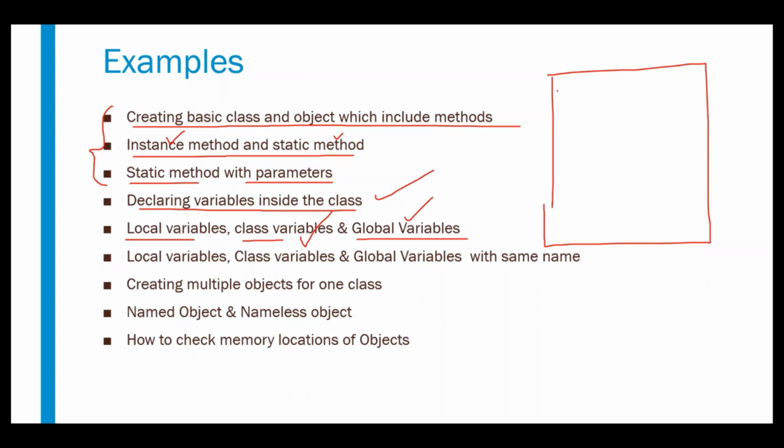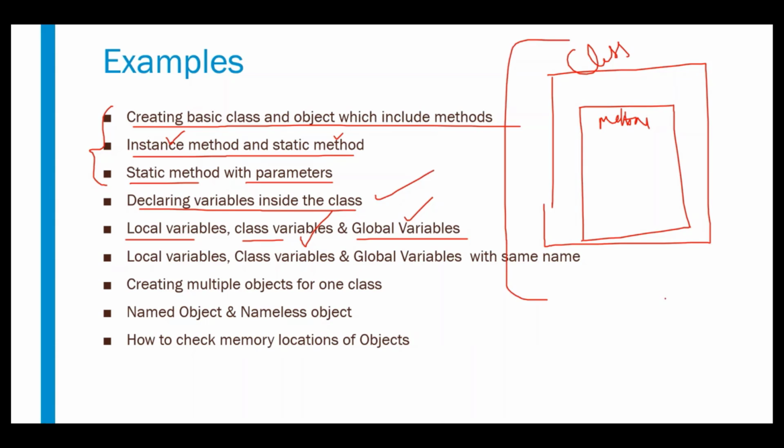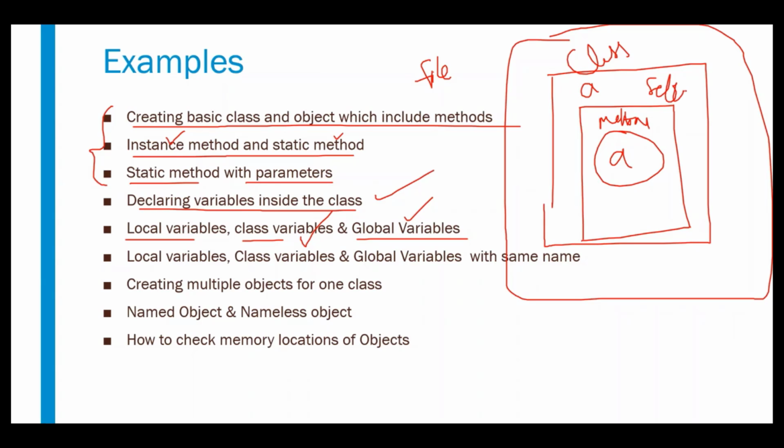So in this class we have, within the class, a method. This is your class. This is your method. And this class is present within the file, right? So when I create a variable within the method, that will be a local variable, which can be accessed only within this method. When I create a variable here, that is a class variable, which can be accessed by using the self keyword. When I create a variable here, outside of the class, it will be a global variable.